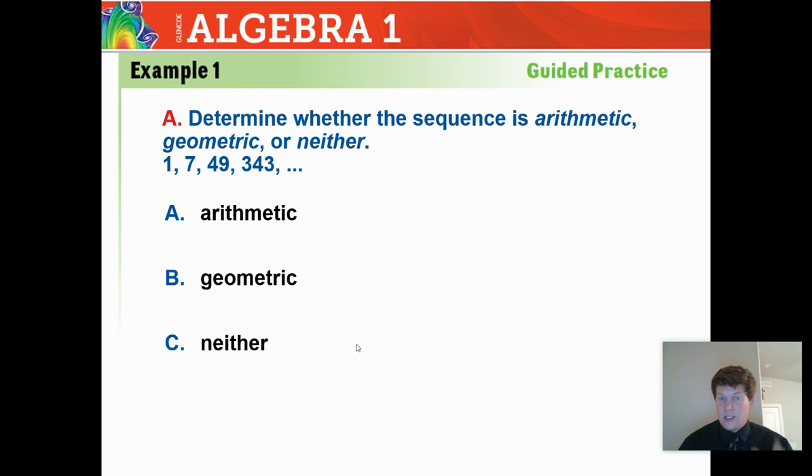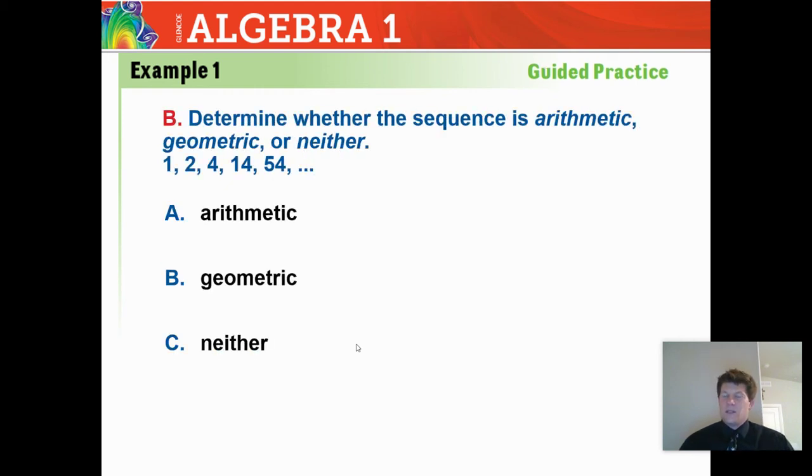Hopefully you noticed it's changing by a large amount, so it's not going to be arithmetic. Looking at this from 1 to 7, you times by 7. From 7 to 49, you times by 7 again. So this is a geometric sequence.